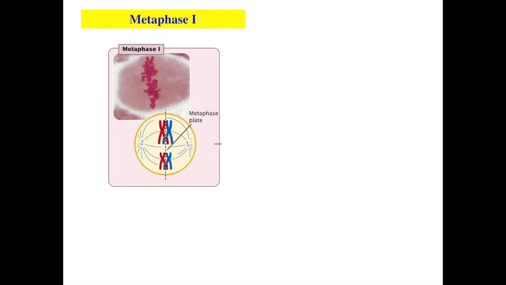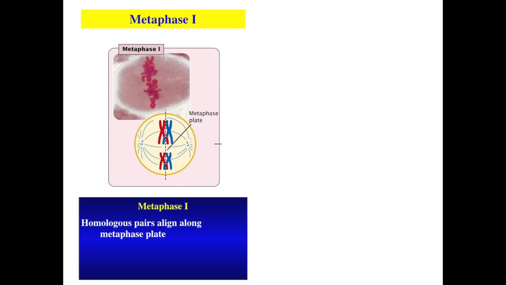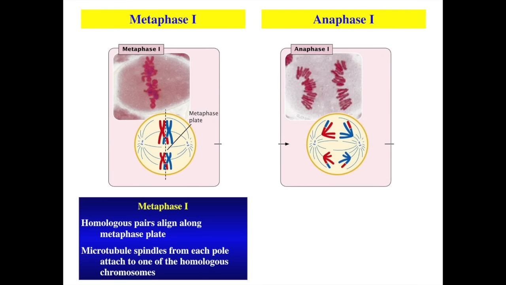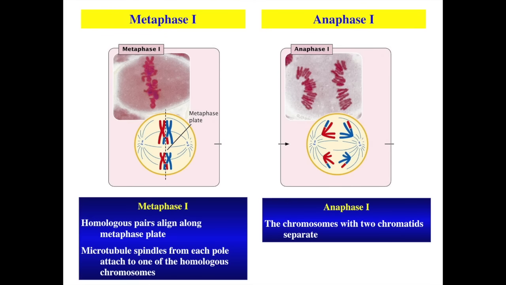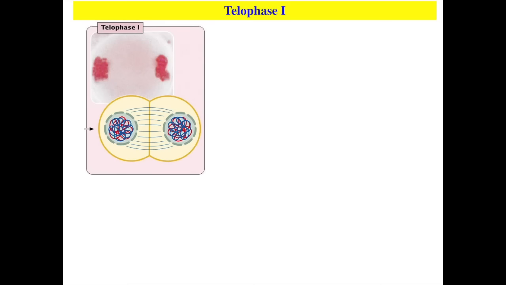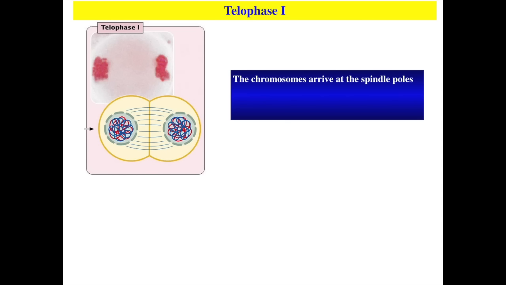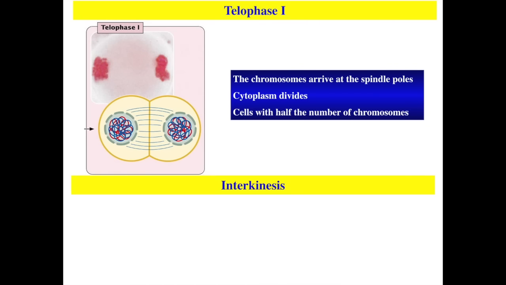During metaphase I, the homologous pairs align along the metaphase plate. The microtubule spindles from each pole attach to one of the homologous chromosomes. This allows the chromosomes to be pulled apart during anaphase I, towards the two poles of the cell. During telophase I, the chromosomes arrive at the spindle poles, the cytoplasm divides, and we get two cells with half the number of chromosomes. Between Meiosis I and Meiosis II is interkinesis.